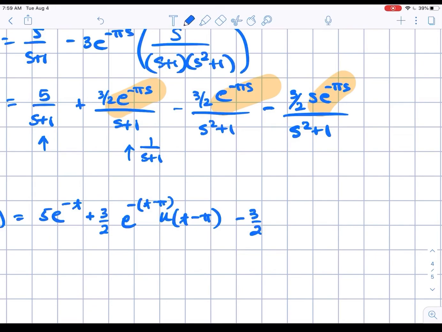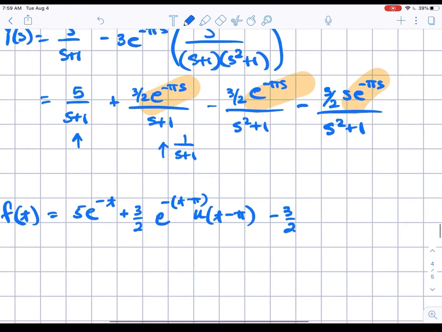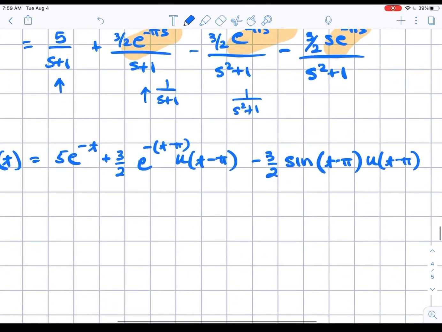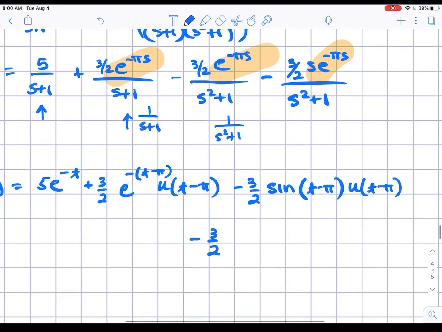So what that should look like is, you don't have the 3/2. So what if you just had, don't worry about the e to the pi s, just this s squared plus 1. That would then be sine. So it's sine t, but instead of t, I have to do t minus pi again because of that e to the negative pi s. And then this is t minus pi that way. And then the last one would be a minus 3/2. And if you notice, again, s over s squared plus 1, that's cosine. So cosine t minus pi, and then u of t minus pi.